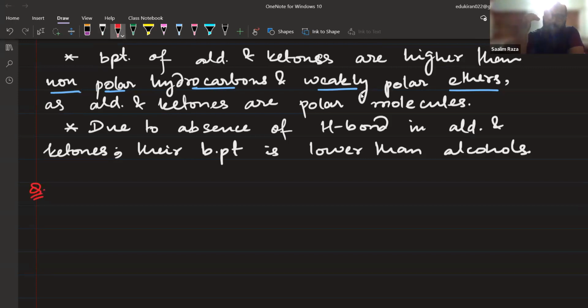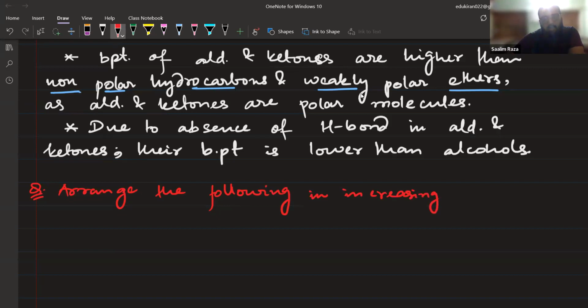And the previous parts regarding the boiling point are still valid. As we increase the branching, the boiling point will decrease. As we increase the number of carbon atoms, the boiling point will increase. All of these things are still there. Now please arrange the following in increasing order of boiling point.